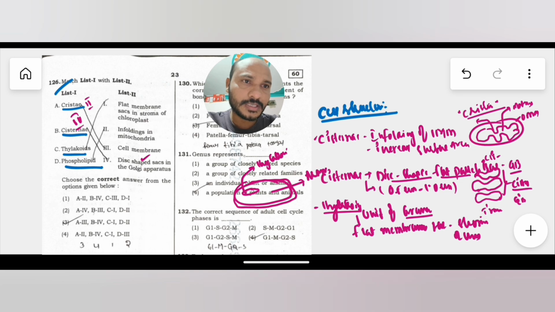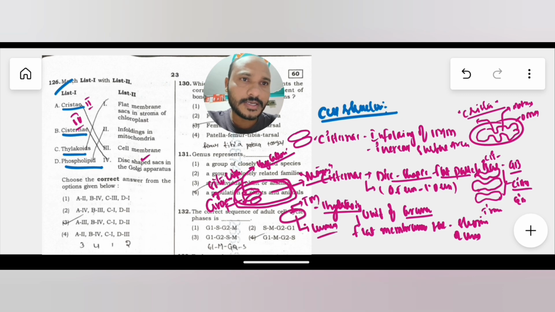The empty region or lumen of the chloroplast is called stroma, and the empty space present in the mitochondria is called matrix. In the stroma we have these flat membrane sac-like structures called thylakoids, and a group of thylakoids together form grana. The grana is the site for light reaction, so only the light reaction takes place here. Each thylakoid is made up of two important structures: one is the thylakoid membrane, and the empty space in the thylakoid is called lumen.